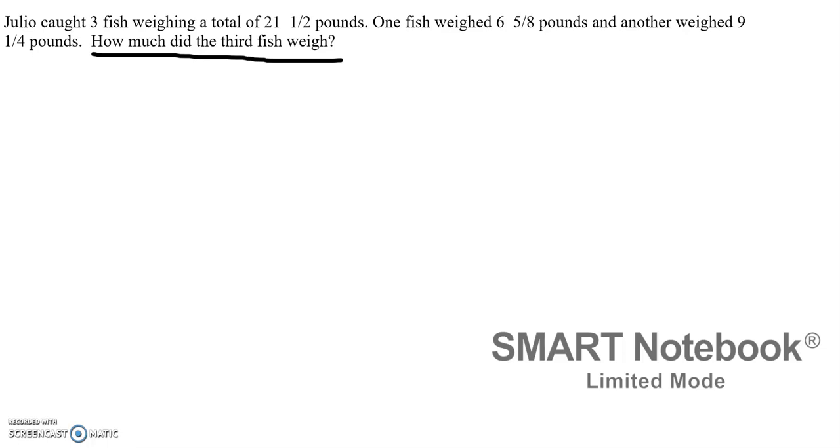Now let's reread this a third time and see what information we need to know. It says Julio caught 3 fish weighing a total of 21 1/2 pounds. So we need to know that it is 3 fish. 3 fish is important, so I'm going to circle that. And we know their total is 21 1/2 pounds, so I'm going to circle this.